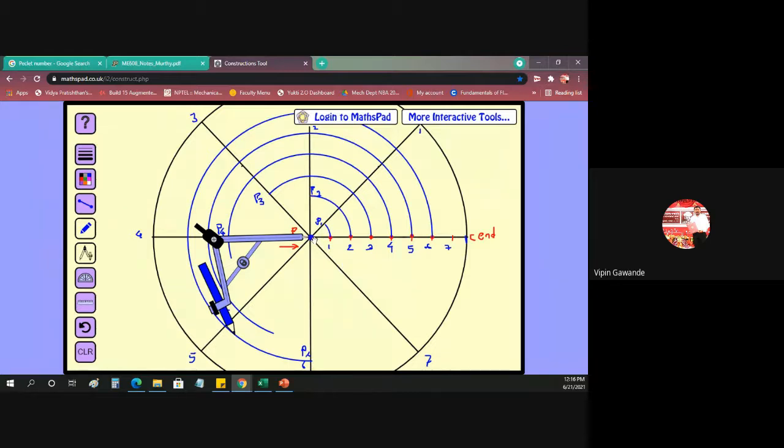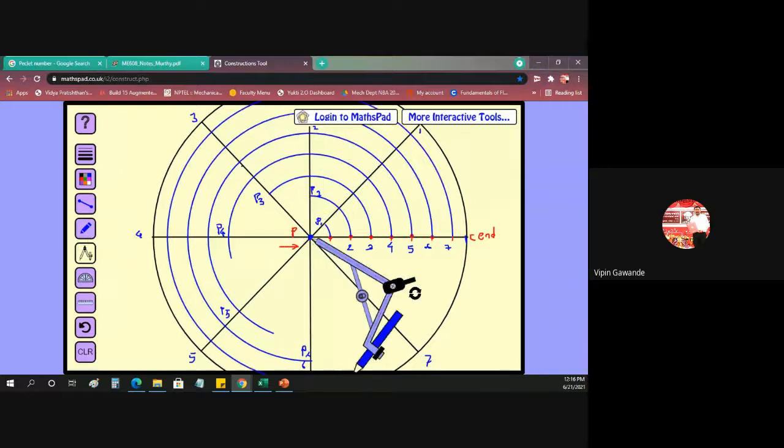Now when it comes to P7, it will move 7 divisions. So take 7 divisions on the compass and cut the 7th line, the P7 line. So here it is P7, and lastly it will go up to C. Only one division is remaining, so it will go up to here. See what is happening here. It is very simple. Just imagine yourself here at point P.